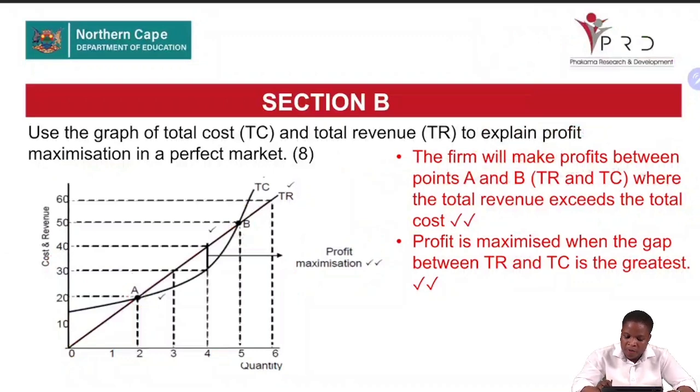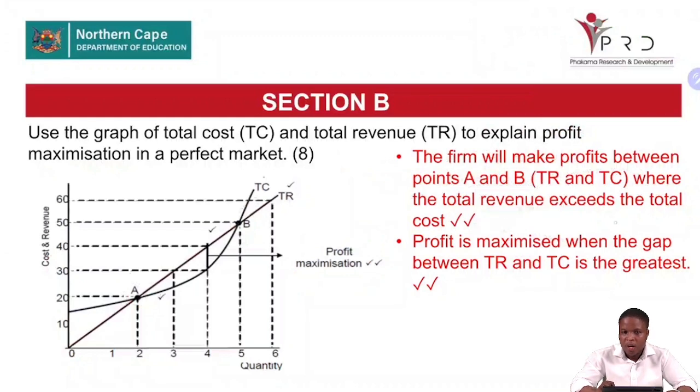The firm will make profit between points A and B. This is the profit that we are making from A to B, where the total revenue is more than the cost. So between A and B, the total revenue is more than cost, but at A and B, there is the normal profit. Profit is maximized when there's a gap between TR and TC. So the widest gap here between TR and TC, that is your profit maximization. This is how you can explain this graph.